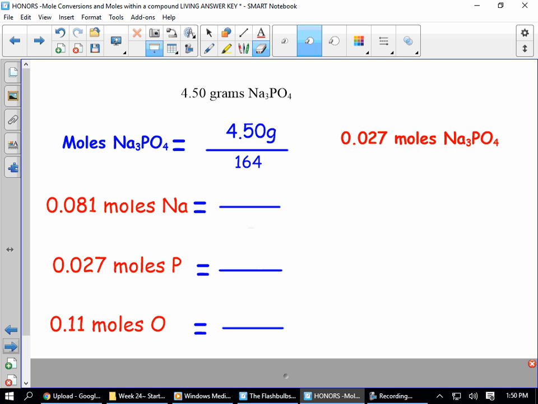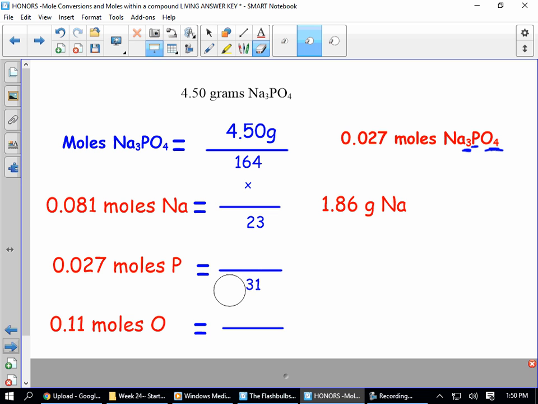Okay, hopefully everybody understands why, because every time I pull it apart, I get 3 sodiums, 1 phosphorus, and 4 oxygens, just like we did on the front. Now, the answer wants to know how many grams of each, though. So I do moles equal mass over the formula weight of 1 sodium. This number times 23, 1.86 grams of sodium.